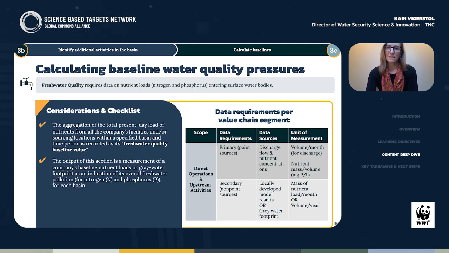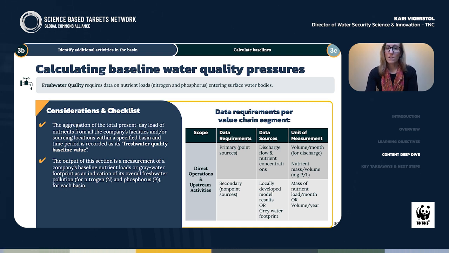To calculate the baseline for water quality pressures, companies must aggregate the total present-day load of nutrients from all their facilities and/or sourcing locations within a specified basin and time period, recording this as their freshwater quality baseline value. The output here is therefore a measurement of a company's baseline nutrient loads as an indication of its overall freshwater pollution for nitrogen and phosphorus for each basin.